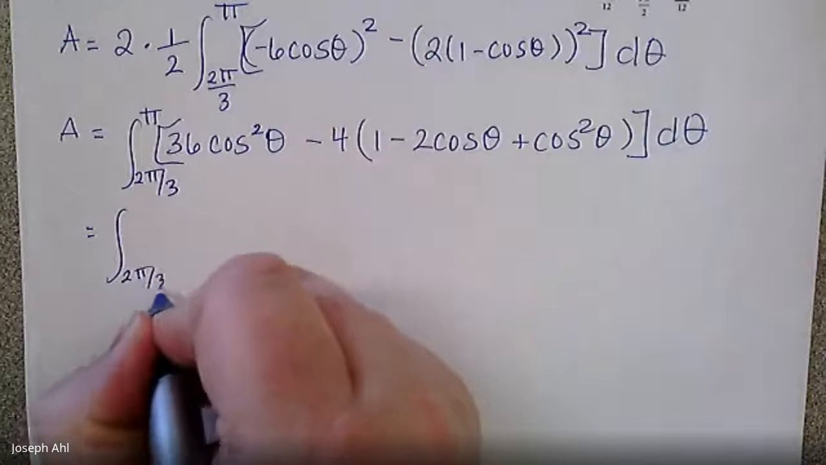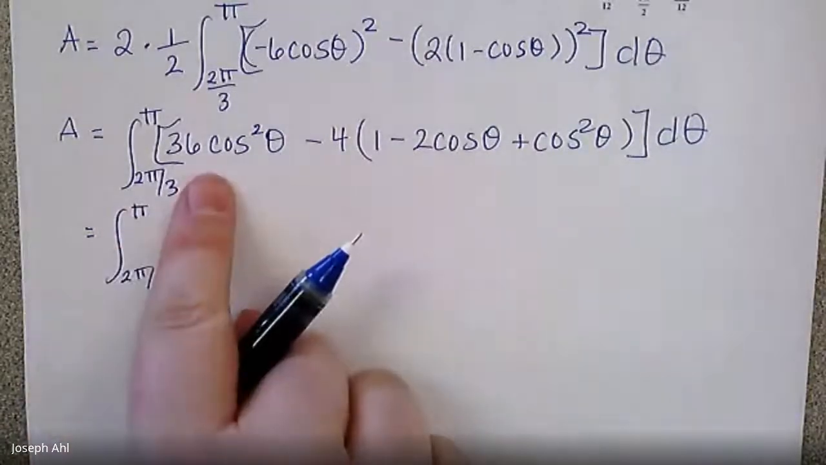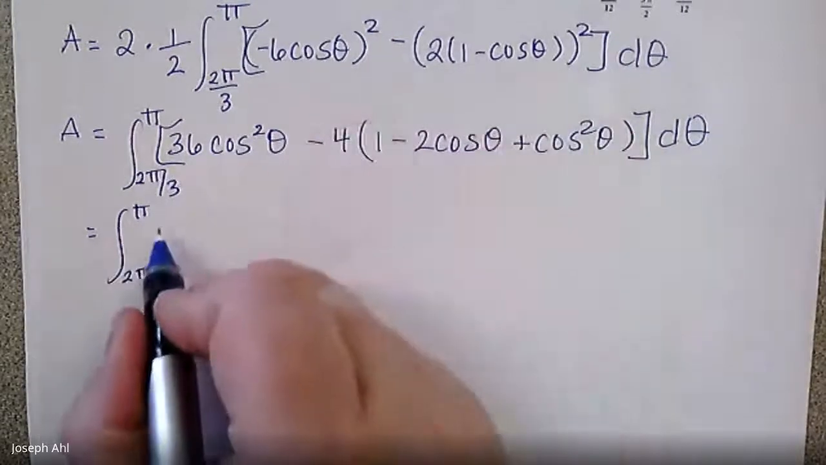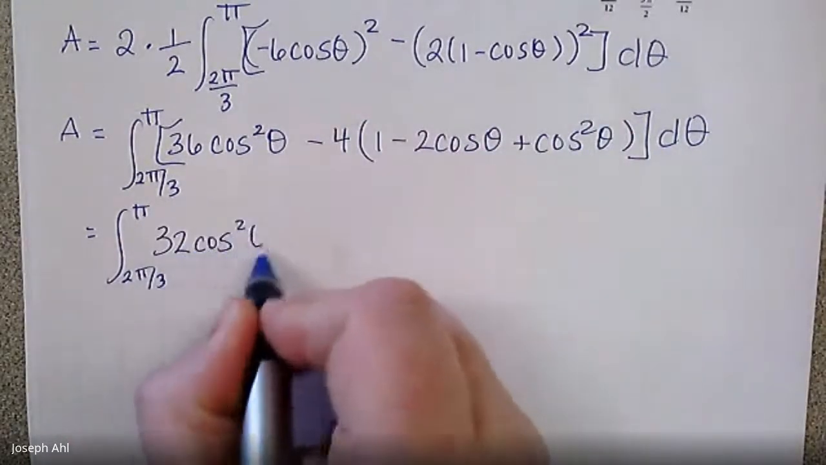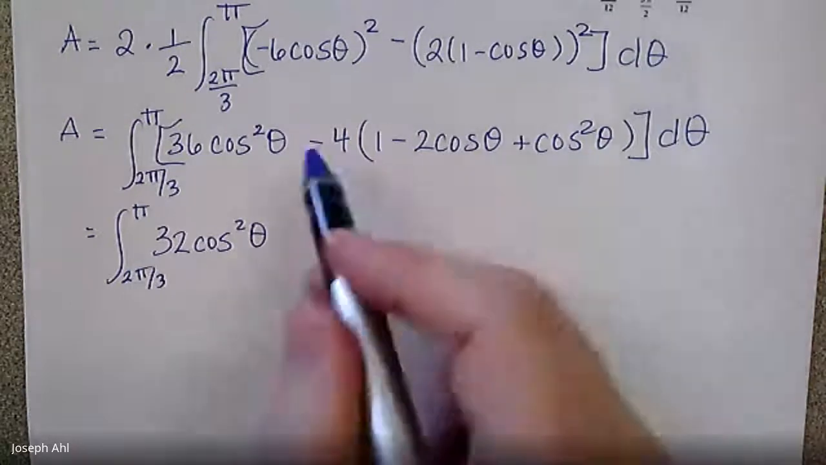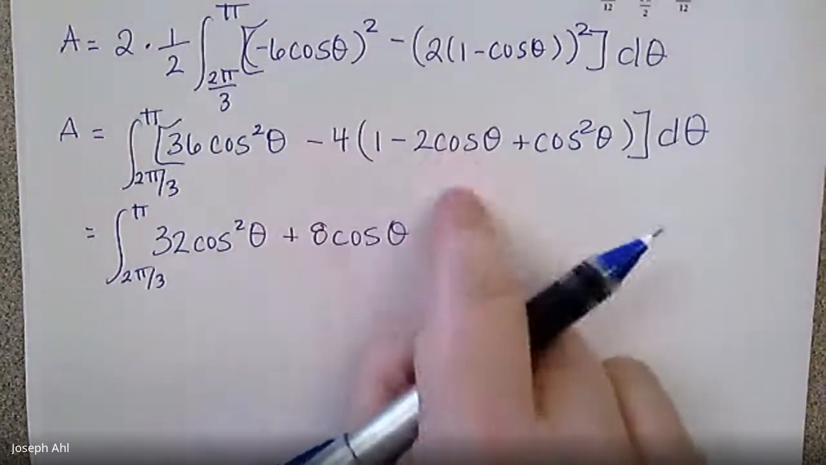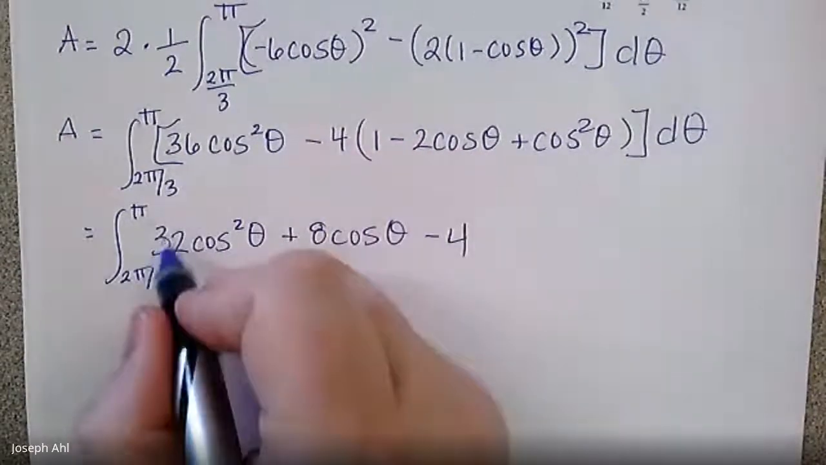Okay, keep cleaning things up here. 36 cos squared, we're going to have a -4 cos squared here. So that's going to leave you with 32 cosine squareds. Okay, and then we're going to have a +8 cos theta, if I distribute the -4 here, -4.